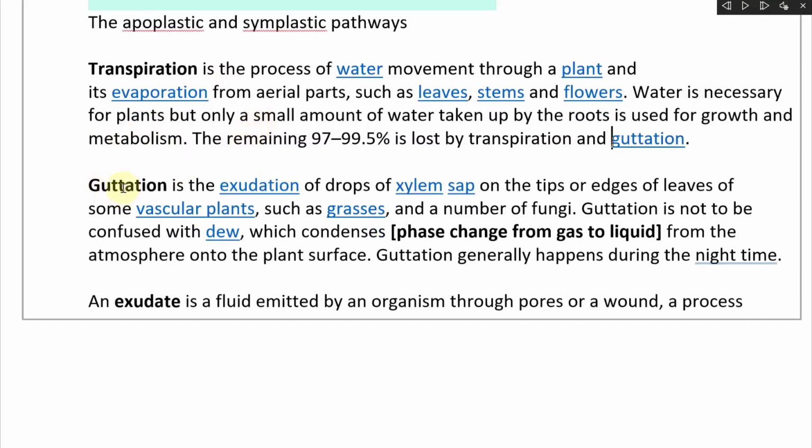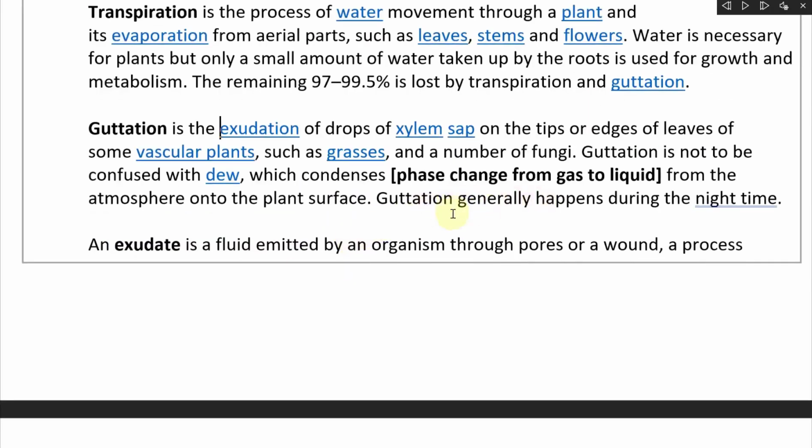So guttation, see that again? Guttation is the exudation of drops of xylem sap on the tips or edges of leaves of some vascular plants, such as grasses, and a number of fungi. Guttation is not to be confused with dew, which condenses, which is a phase change from gas to liquid, from the atmosphere onto the plant surface.